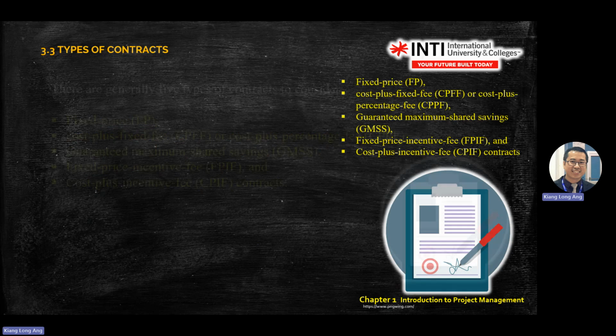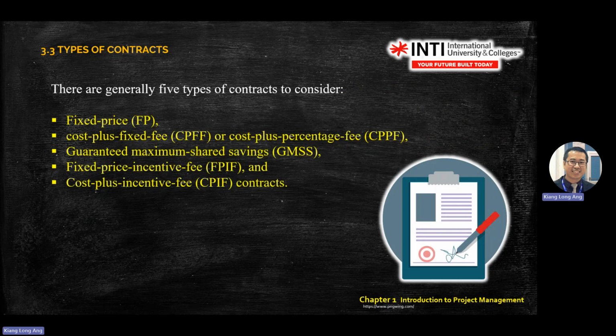So we go into these five types of contract. Right? Five types of contract. You have FP, fixed price. You have CPFF, cost plus fixed fee. The third one is GMSS, guaranteed maximum share saving. FPIF, fixed price incentive fee. CPIF, cost plus incentive fee.